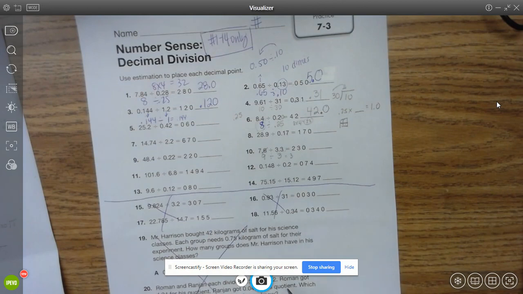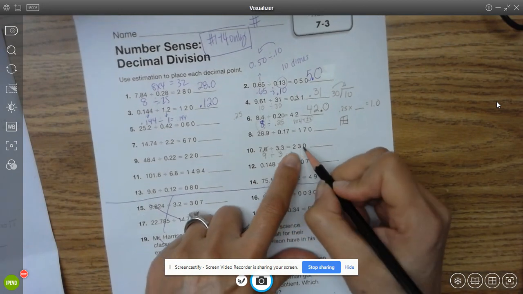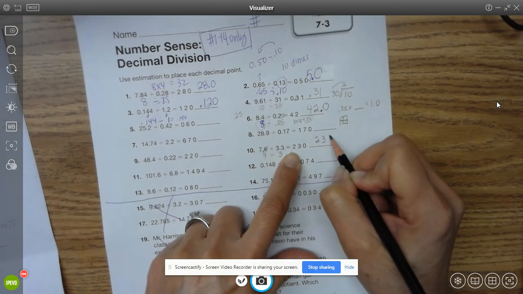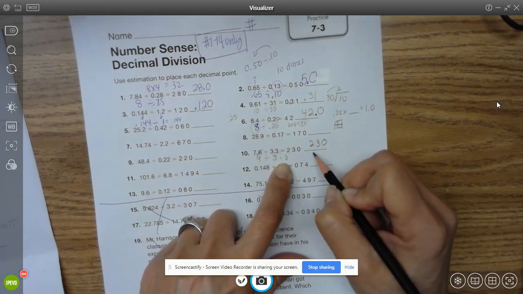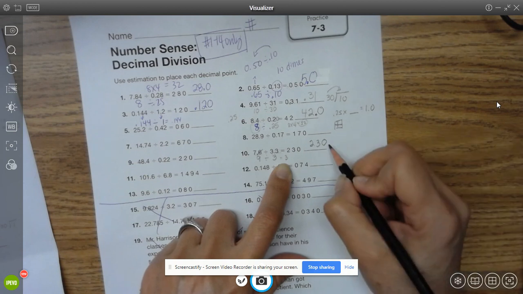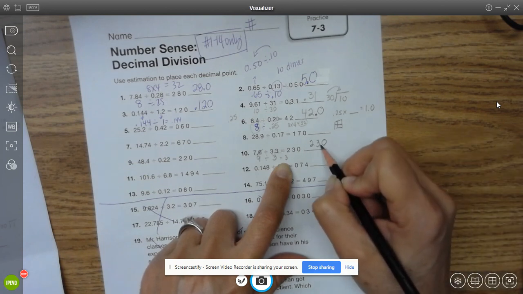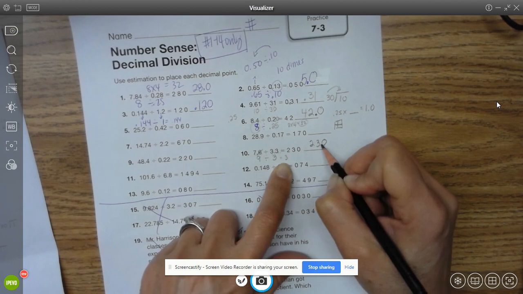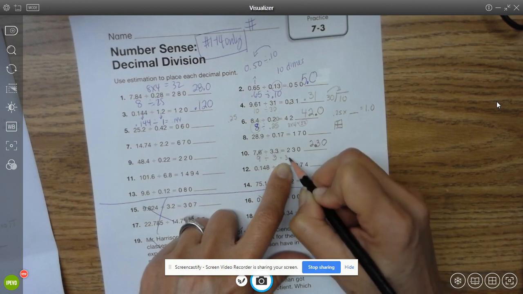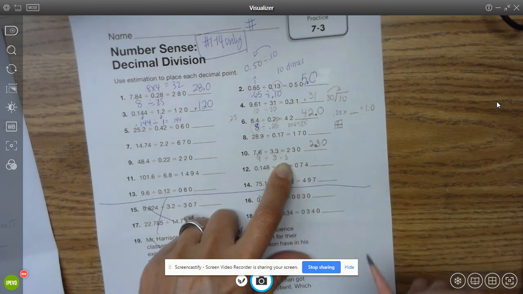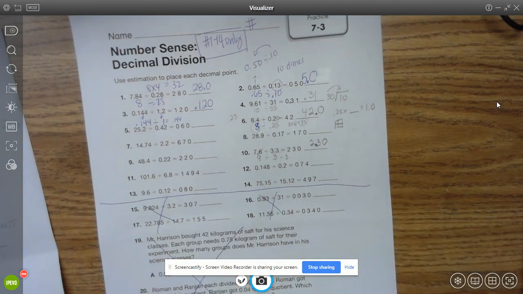So if 3 is my estimated answer, if I have a 2, a 3, and a 0 here, where would I put my decimal point to give me an answer near 3? 230 is definitely not near the number 3. 23, I'm getting closer. How about if I put my decimal point here? 2 and 3/10. Does that get me even closer to my estimate of 3? Yes, it does. Right, so there is your estimate there.